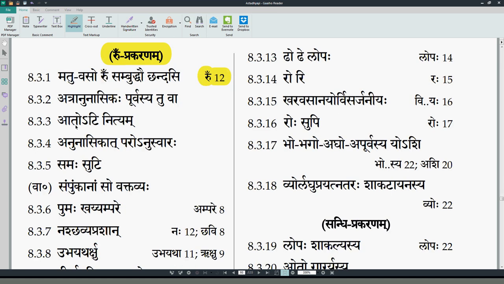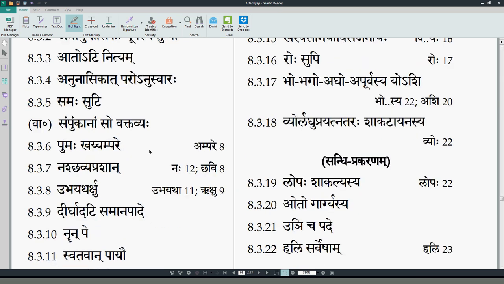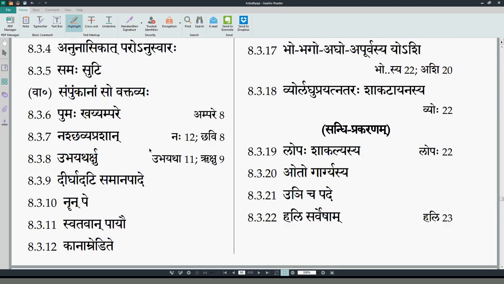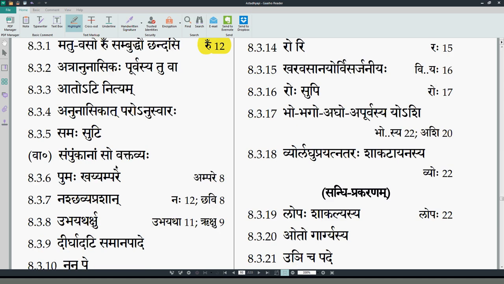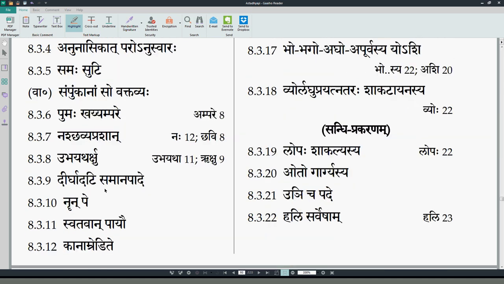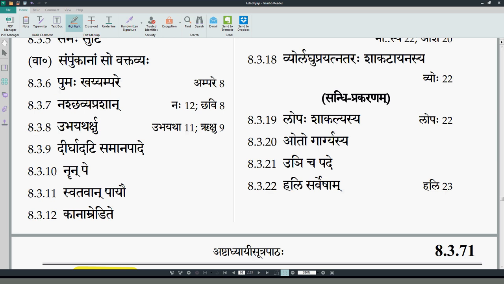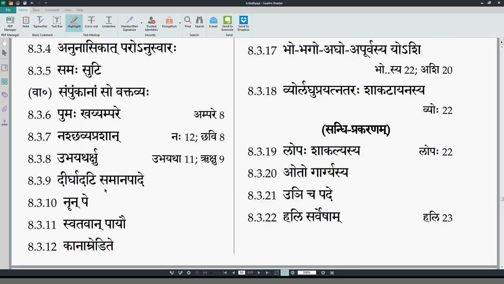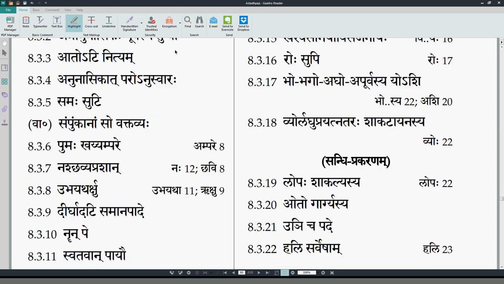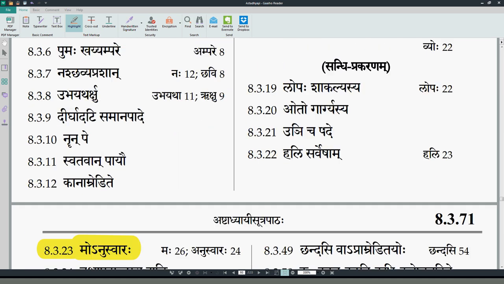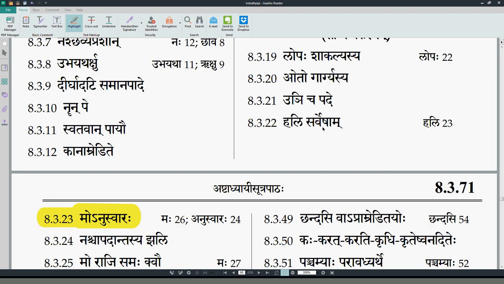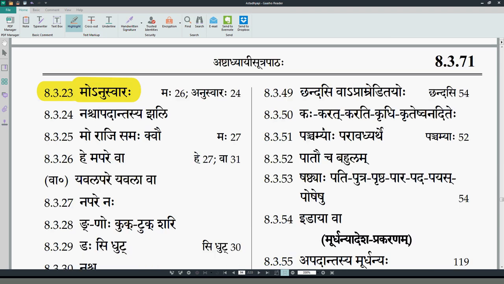And what is an important sutra here? Here, this Ru is an Adesha. Till this 12, there is Ru Anuvritti. And similarly, there is a sutra which is Saso Jusho Ru.